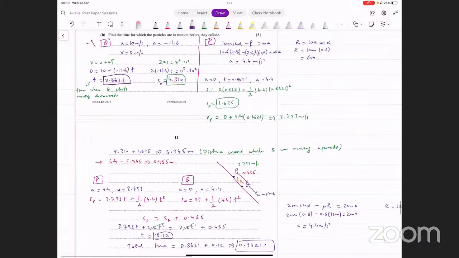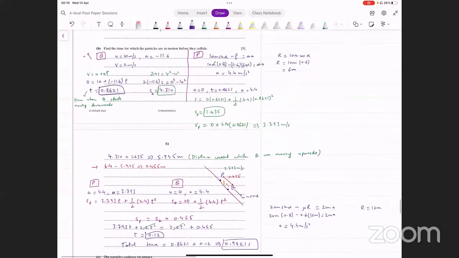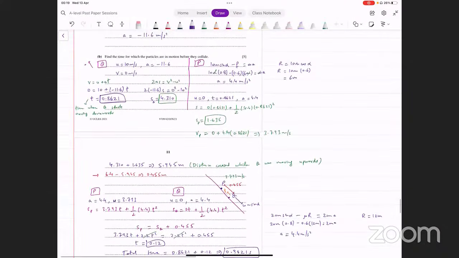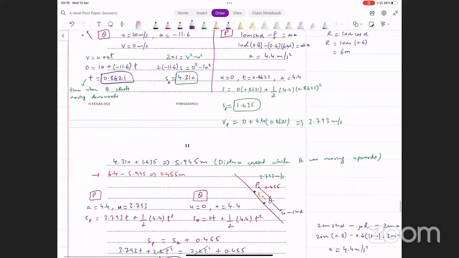It's not fair for 5 marks this much work. Okay, but that's what you had to do. That's the concept. That's what you would have done if you had a lot of time for this. Okay, let's do the last part.